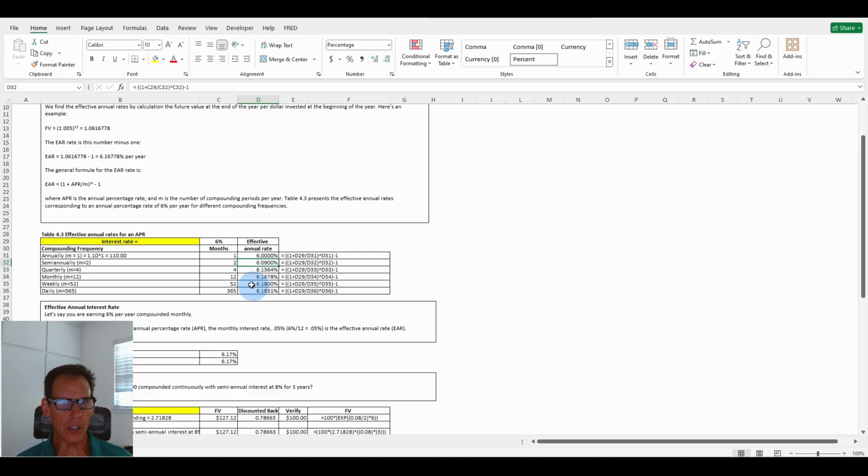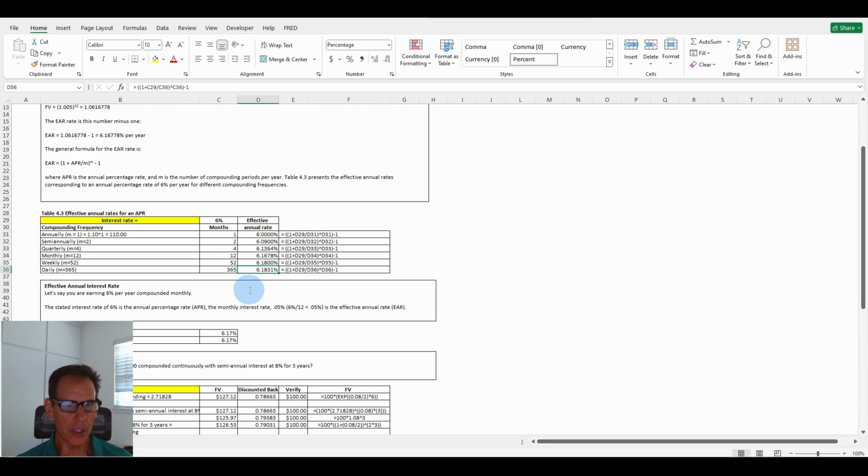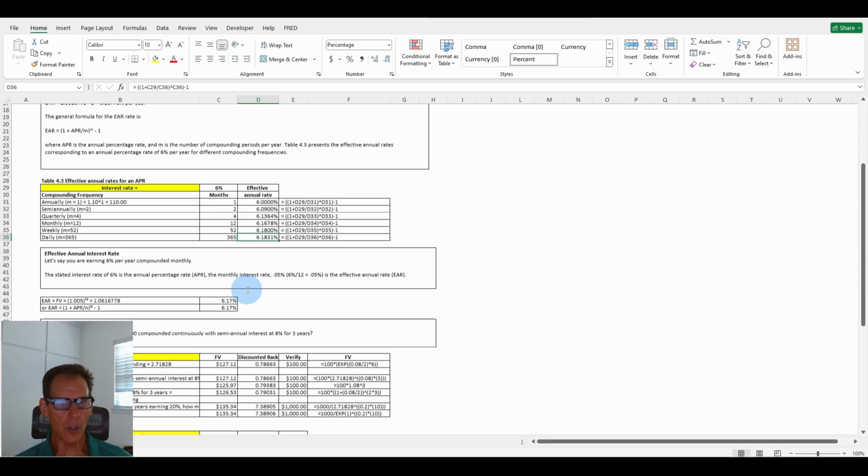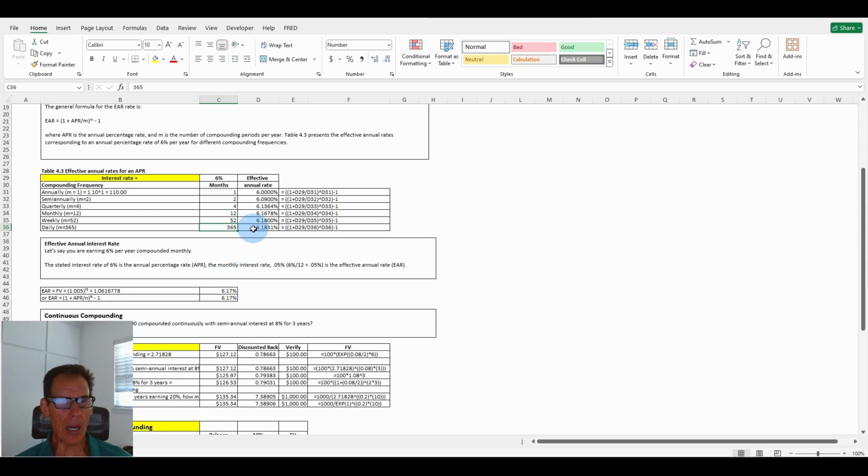We can go quarterly, we can go monthly, we can go weekly, daily. And this is continuous compounding. This is the long way to do it. If you had taken that course earlier, you use the EXP function in order to compute it. But if you didn't know that, here's the second way to do it.